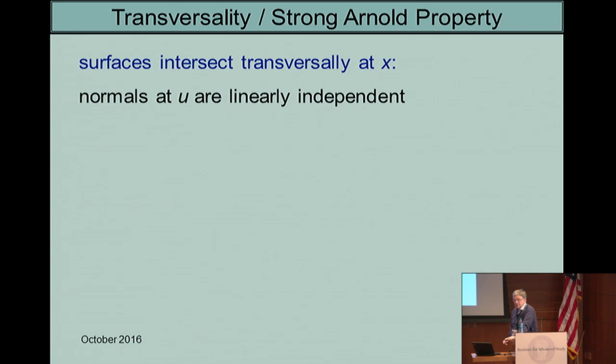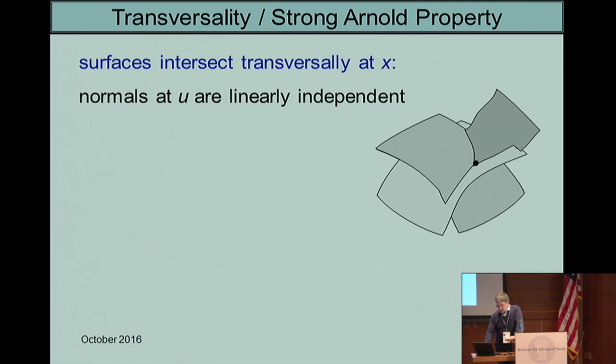So I would like to conclude with 2 slightly different notions of genericity. One is transversality, also sometimes called the strong Arnold property. If you have a family of surfaces, then we say that they intersect transversally at a point x if the normal vectors at that point x are linearly independent. So we assume here that they are smooth surfaces. So it's something like that. So locally, it looks like a very clean intersection. No touching.